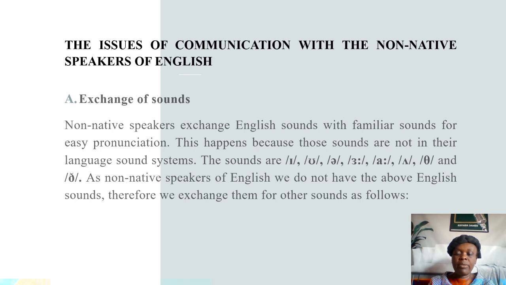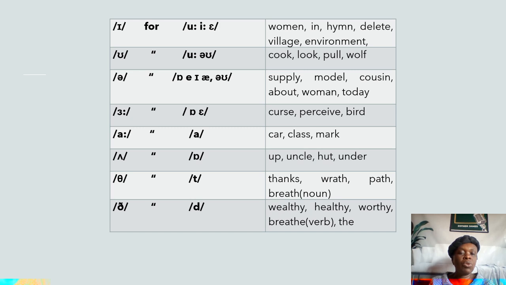Now we want to look at those words that have those sounds, which we exchange for some other sounds. Now I'm going to use a pointer. All of these sounds I just mentioned in the last slide, we don't have them. And we exchange them for these very sounds. These are the sounds we exchange them for. Now let's look at them. Let's look at the words, with the sounds one by one.